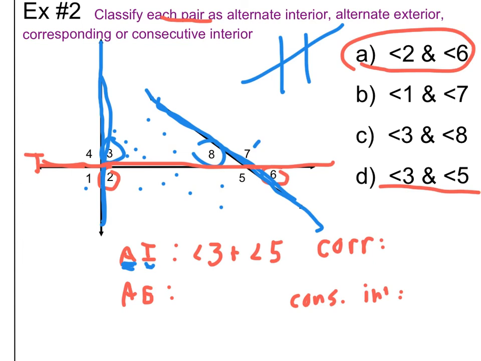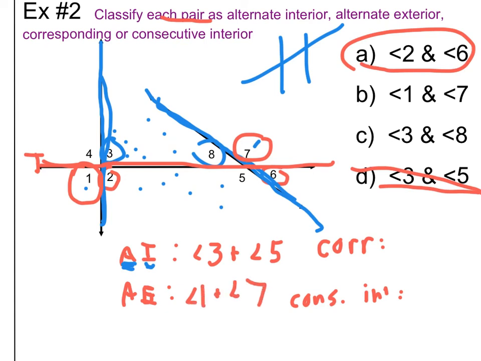Alternate exterior, that's an E there. Alternate exterior, let's see, so I did this one. So 3 and 8, nope, those are interior. 1 and 7, there we go. 1 and 7, they're on the exterior and they alternate the red line. So angle 1 and angle 7.